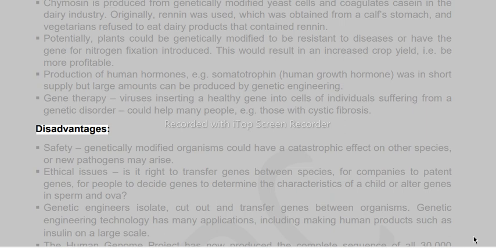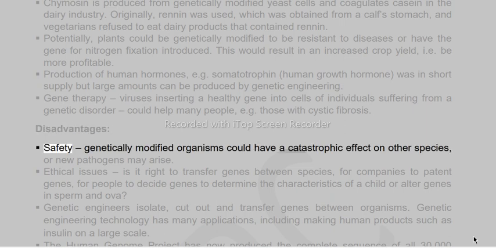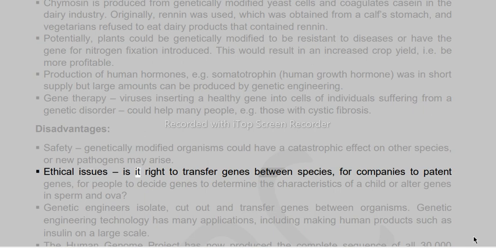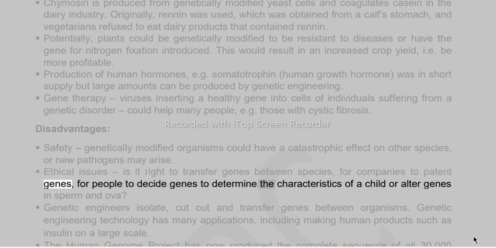Disadvantages. Safety. Genetically modified organisms could have a catastrophic effect on other species, or new pathogens may arise. Ethical issues. Is it right to transfer genes between species, for companies to patent genes, for people to decide genes to determine the characteristics of a child, or alter genes in sperm and ova?